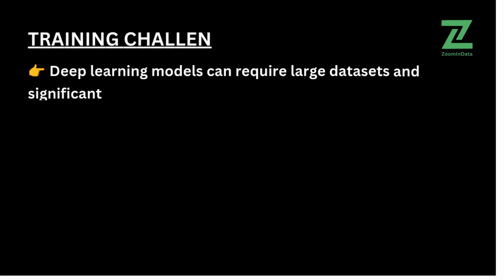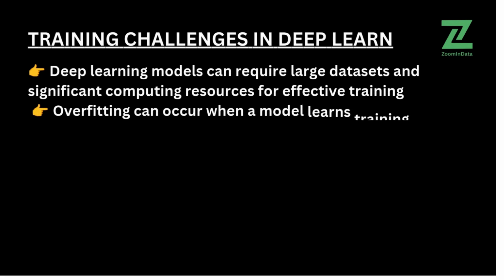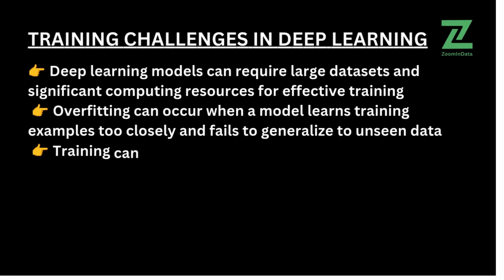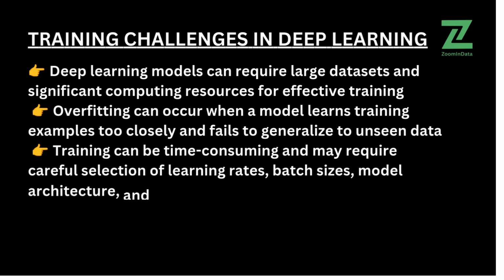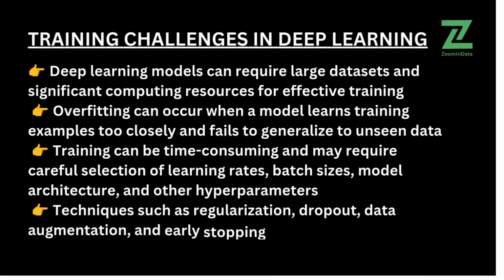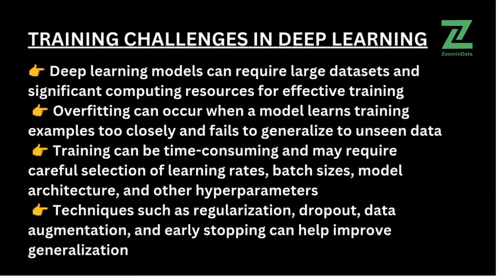Deep learning models can require large datasets and significant computing resources for effective training. Overfitting can occur when a model learns training examples too closely and fails to generalize to unseen data. Training can be time-consuming and may require careful selection of learning rates, batch sizes, model architecture, and other hyperparameters. Techniques such as regularization, dropout, data augmentation, and early stopping can help improve generalization.